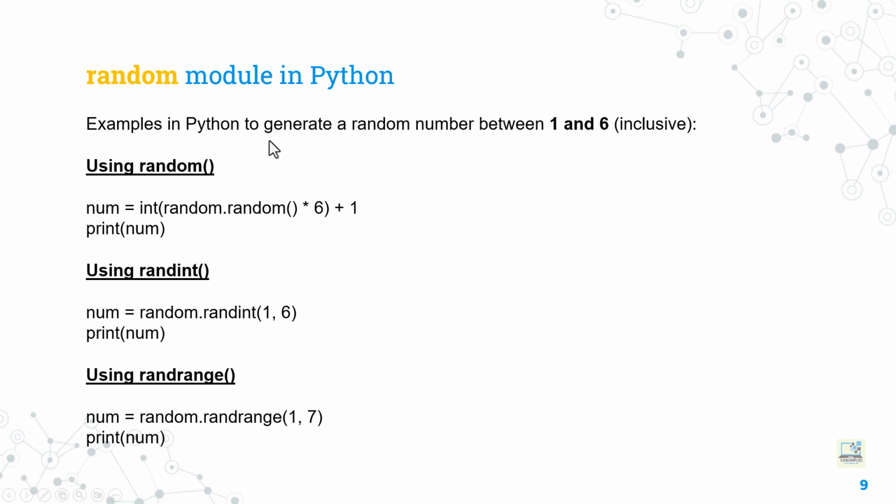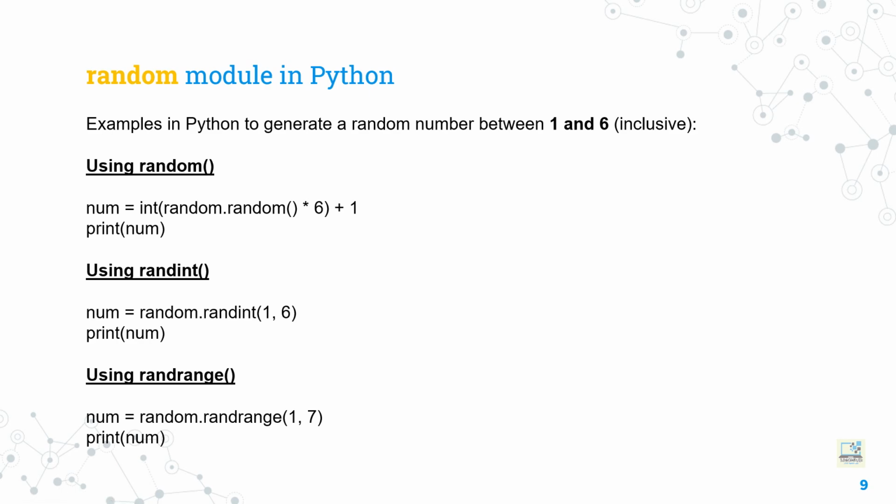Examples in Python to generate a random number between 1 to 6. So you have played many games where you have to throw a dice, and then based on the result of the dice, the decision is made about what your move in the game will be, like snake and ladder, like Ludo. So this can be useful in such cases.